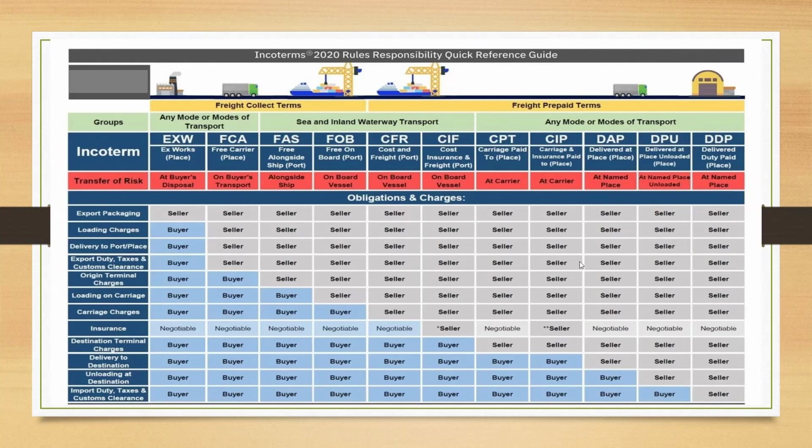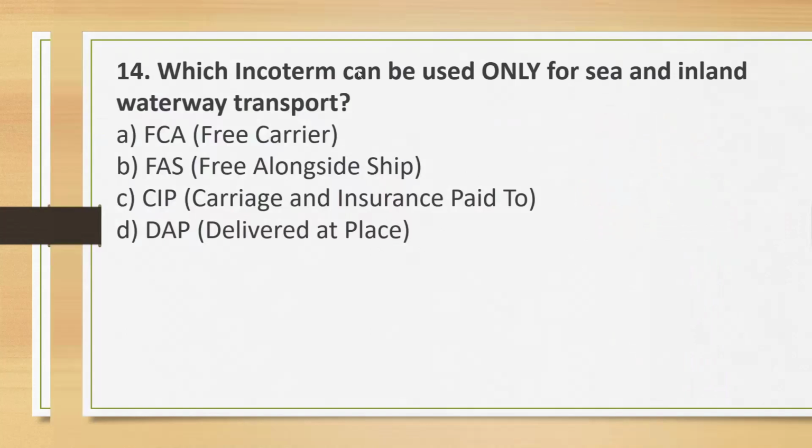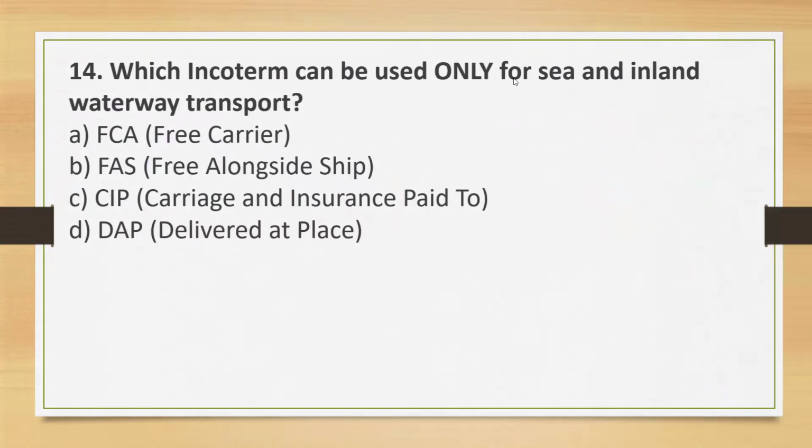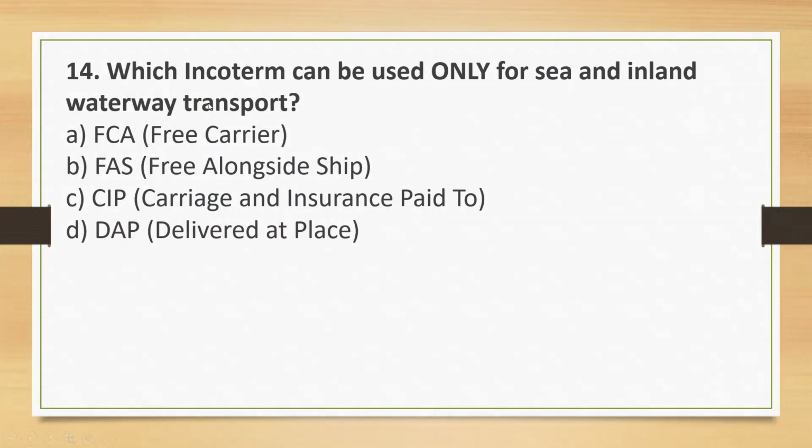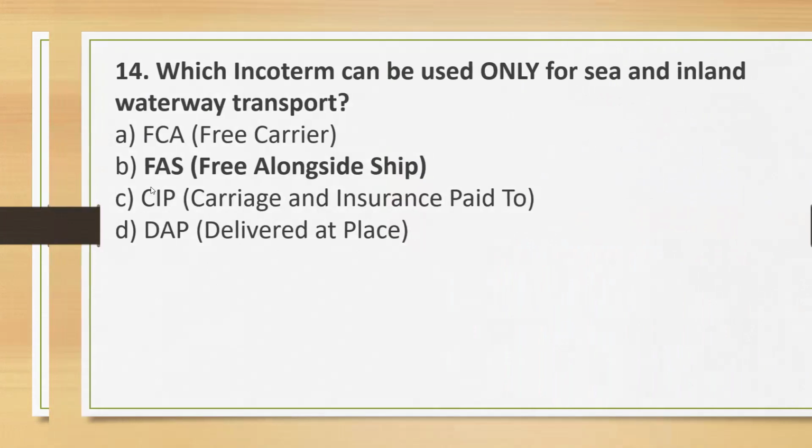Let's see next. Which Incoterm can be used only for sea and inland waterway transport? FCA, FAS, CIP, DAP. The right answer is FAS.